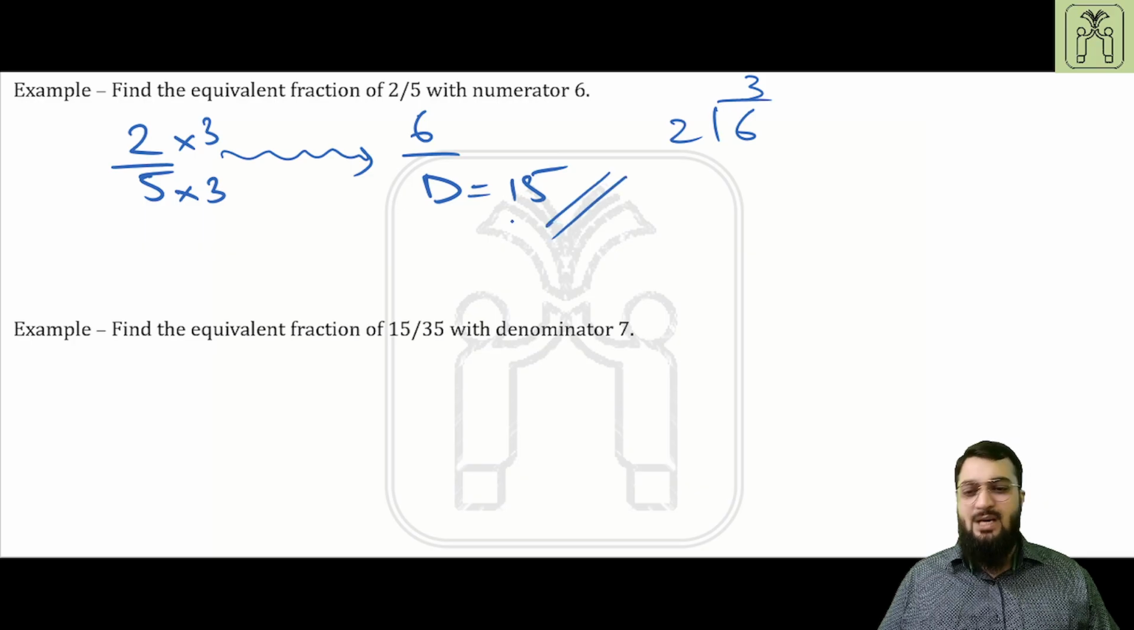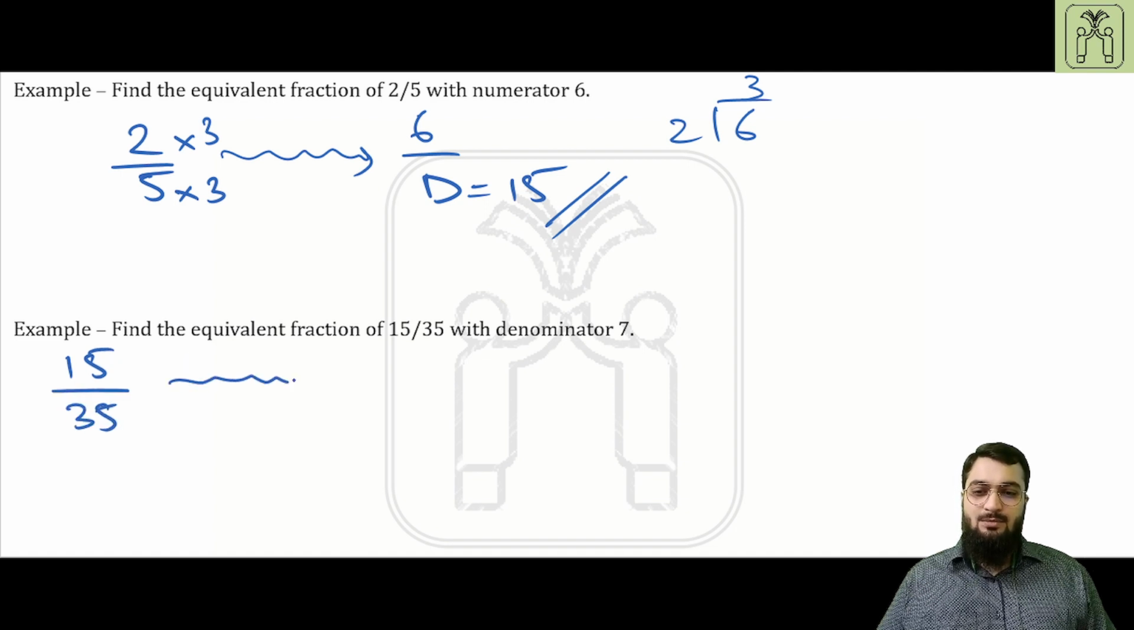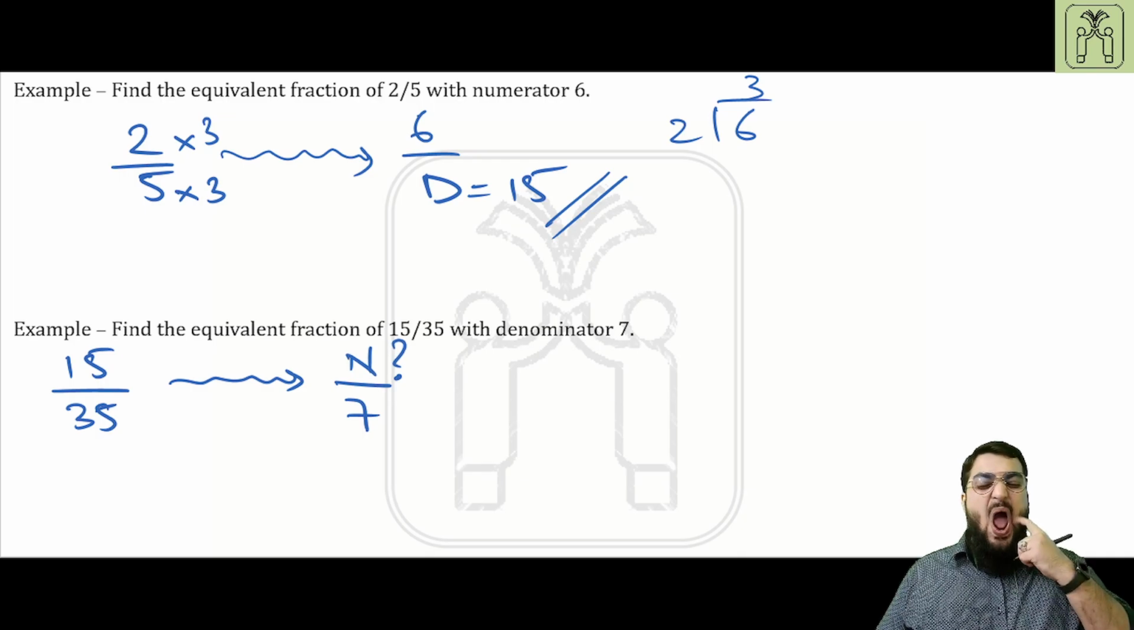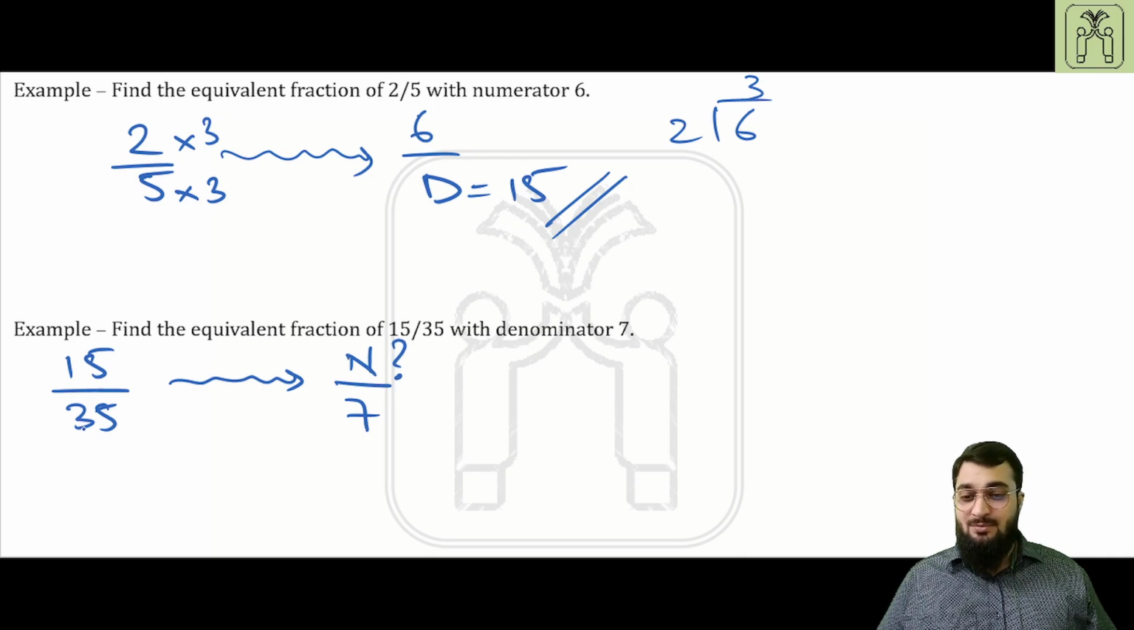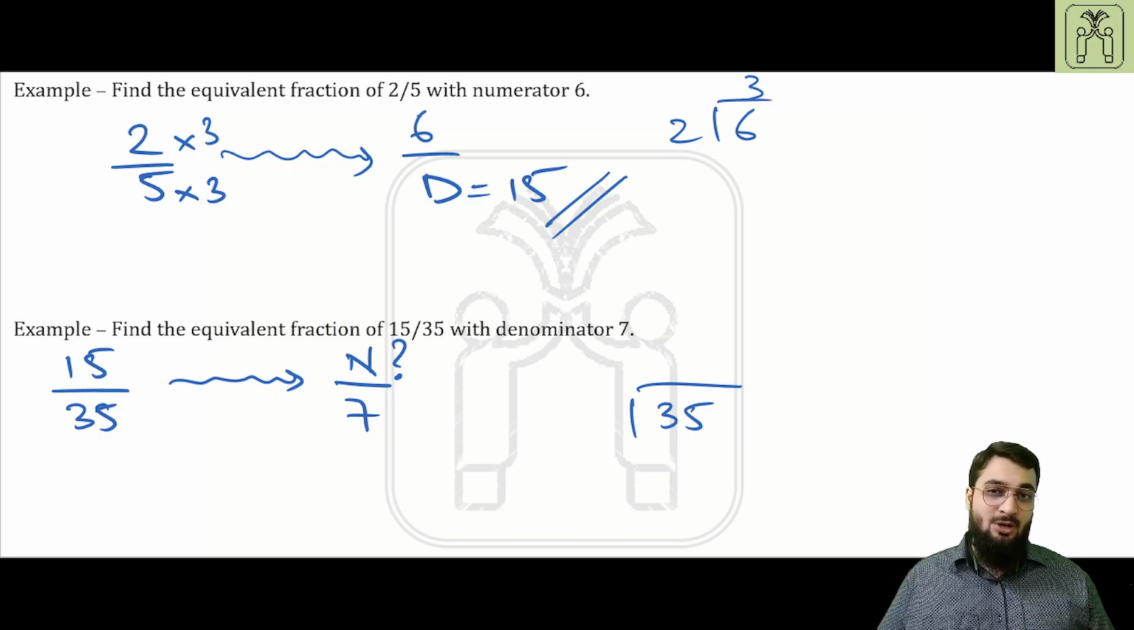This is the answer. Find the equivalent fraction of 15 upon 35 with denominator 7. That is, the denominator is given as 7 and we need to find the numerator. The thing to be noted is that you have 35 and 7. So what we'll do is we'll divide the larger number by the smaller one, denominator by denominator. So 35 will be divided by 7, and 7 5s are 35. Therefore, we'll get the multiple, that is 5.